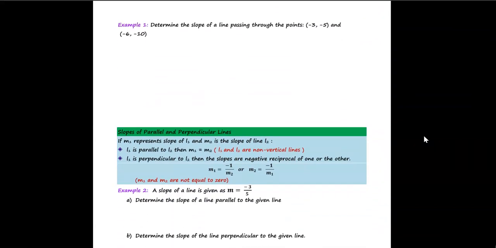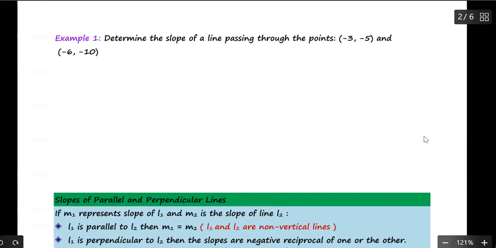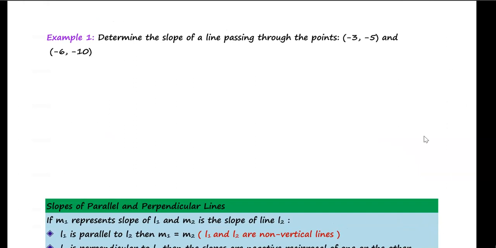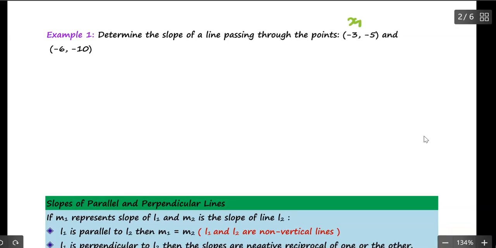For this example, it asks me to determine the slope of a line passing through the 2 points, (-3, -5) and (-6, -10). The first thing you want to do is identify x1, y1, x2, y2. Don't forget, it's a pair, the pair with the x and y coordinates. So here is x1, here's y1. Make sure that you label it correctly, x2, y2.